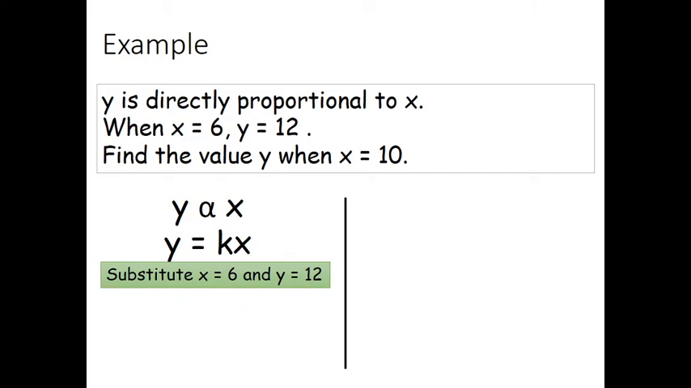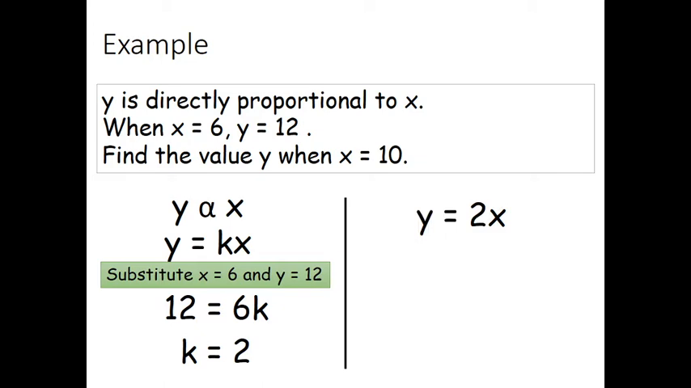Import those values that you can already see. So X is 6, Y is 12, so it's going to look something like that. K has to be 2 because again the inverse of multiply by 6 is to divide. 12 divided by 6 equals 2.